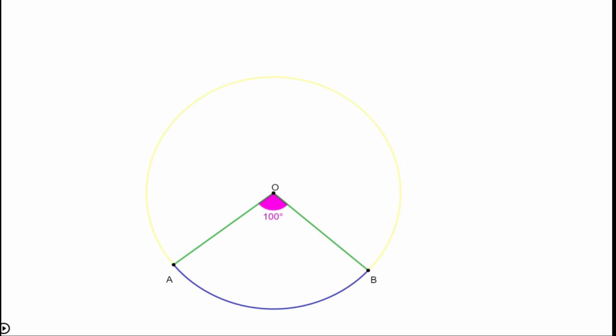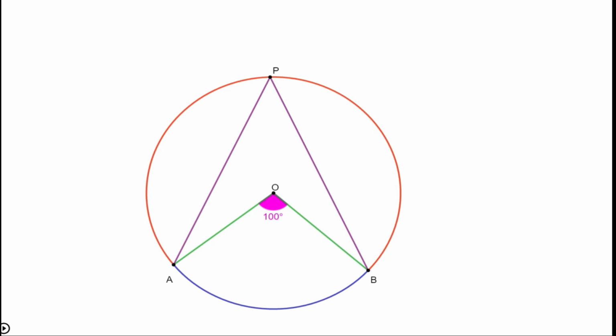Now consider the alternate arc of the small arc AB. That is the large arc AB or the red arc. Now consider a point on this arc and join A and B to that point. Now we know this angle APB is the angle made by the arc AB on its alternate arc. And we know this angle is half its central angle. Therefore, that is 50 degree.